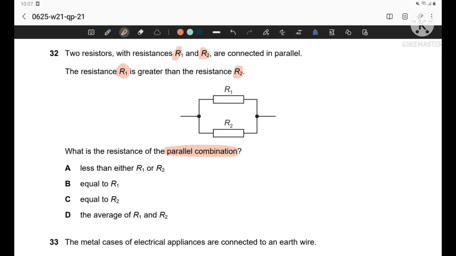So when we check the parallel combination, the combined resistance will always be less than either R1 or R2. So the correct answer is option A.